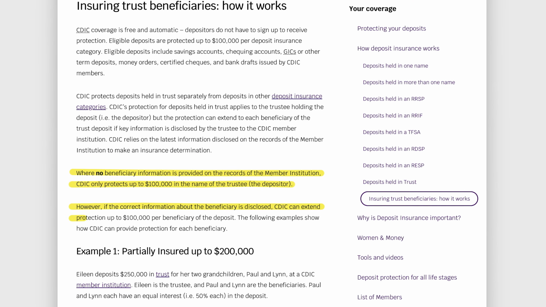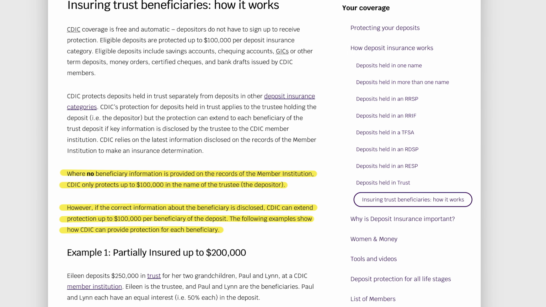Now, to make that part really clear for you, if the financial institution doesn't have the information about the beneficiary, then CDIC will only protect up to $100,000 in the name of the grantor. But if they do have the info on the beneficiary too, then CDIC will provide protection of up to $100,000 per beneficiary. So that means that if you're a trustee with trust deposits for 5 different beneficiaries, those deposits are protected separately up to $500,000 total.